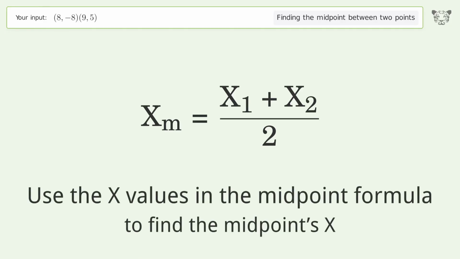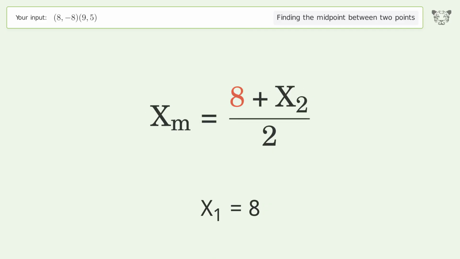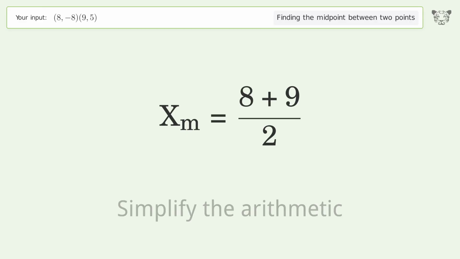Use the x values in the midpoint formula to find the midpoint's x. x1 equals 8. x2 equals 9. Simplify the arithmetic.